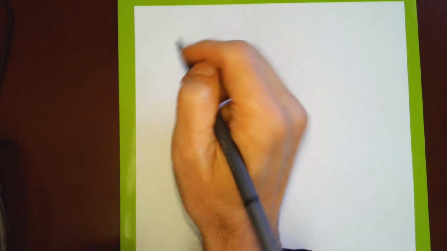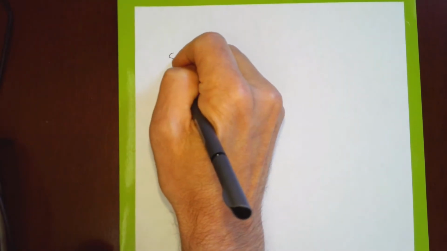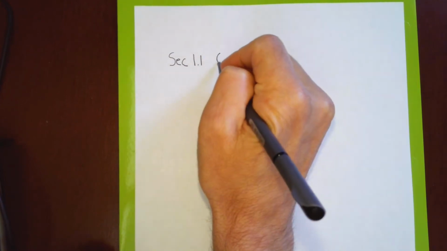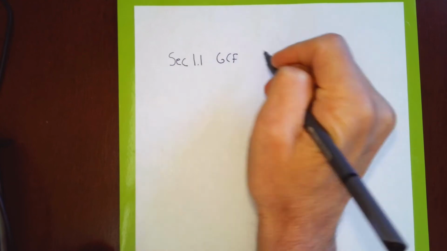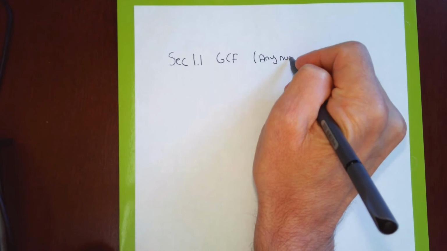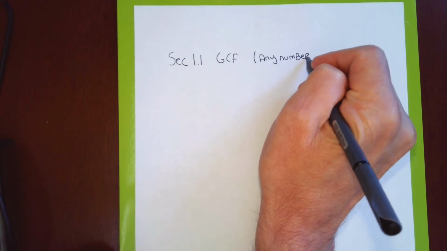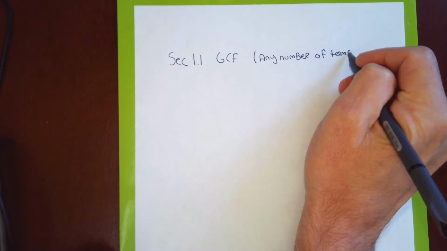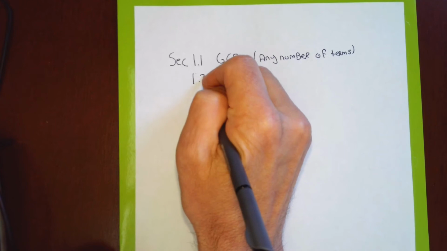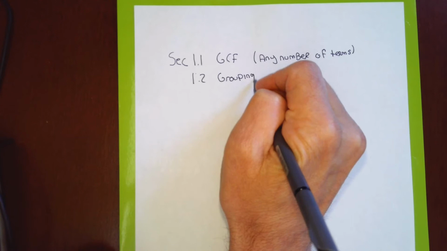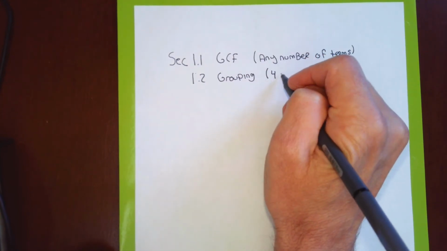So section 1.3, we start to factor with three terms. In section 1.1, we did GCF factoring. In GCF factoring, it doesn't matter. You could have any number of terms. In section 1.2, we did grouping factoring, and that's only used when we have four terms.